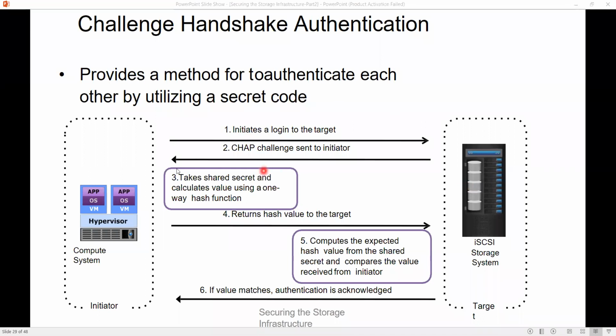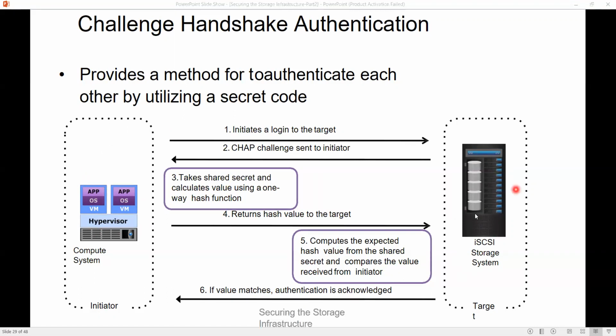Right, so what the initiator will do is take the shared secret key and, using a one-way hash function which computes the MD5 algorithm, it will convert that key into a hash value. Actually, the CHAP challenge that the target sends to the initiator can be up to 128 bit key, right? So after applying the hash function, it will generate the hash value that it will return to the target.